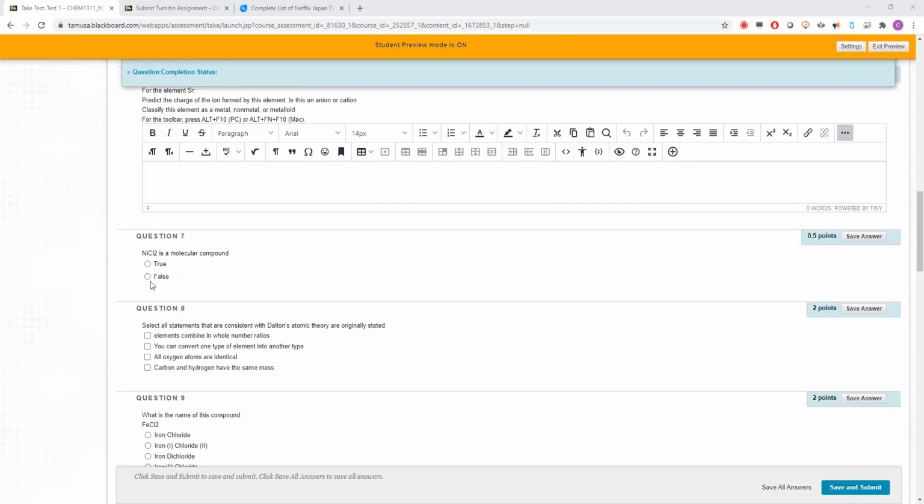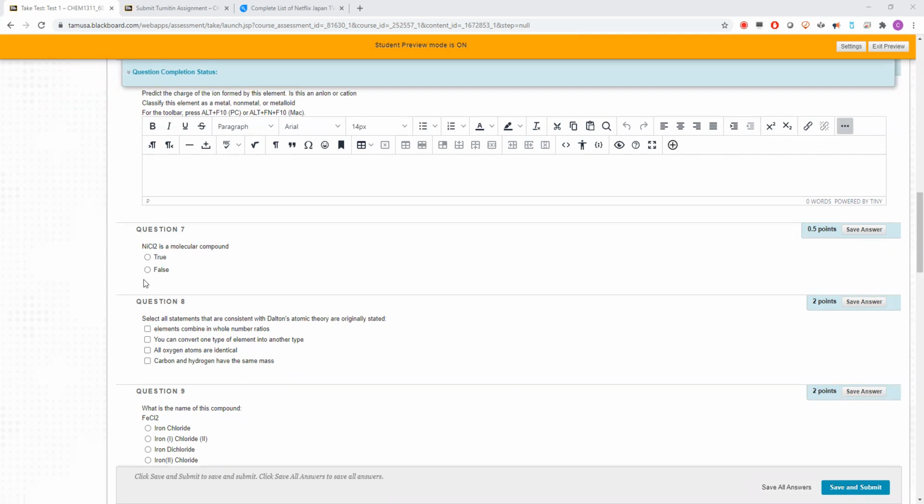NiCl2 is a molecular compound. So nickel is a metal, Cl is a nonmetal. Those form ionic compounds with ionic bonds, so that's false.